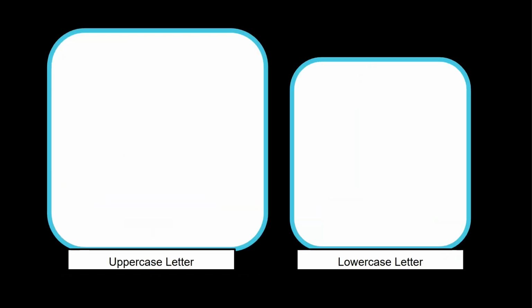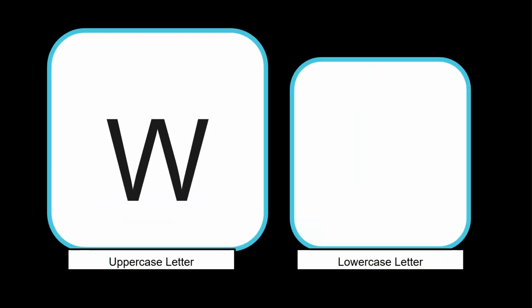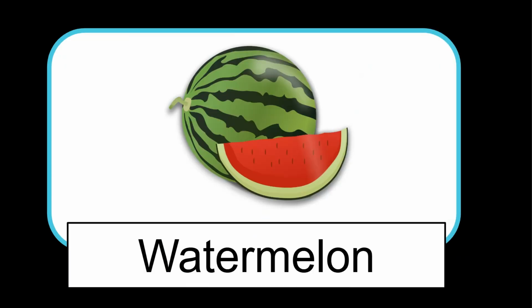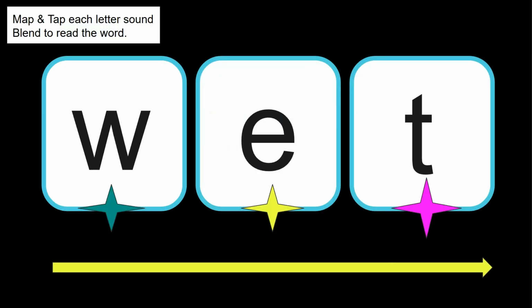Next letter is W. W. And this makes the W sound. Think about all your question words. Or in the beginning of watermelon. W. Let's decode. W-et. Wet. Like in the summer in the pool, you're going to get wet.